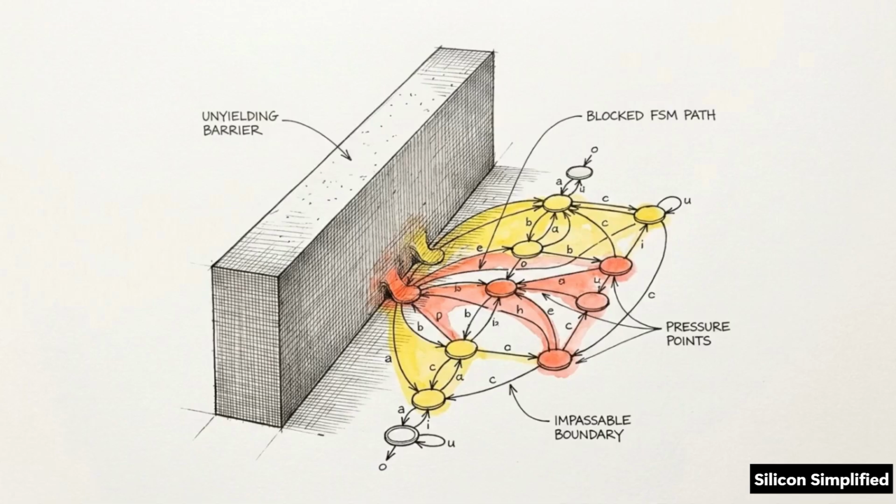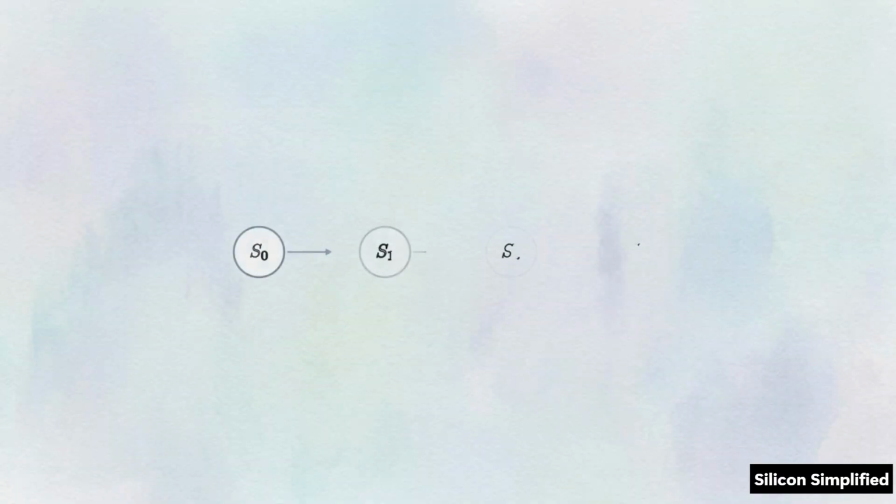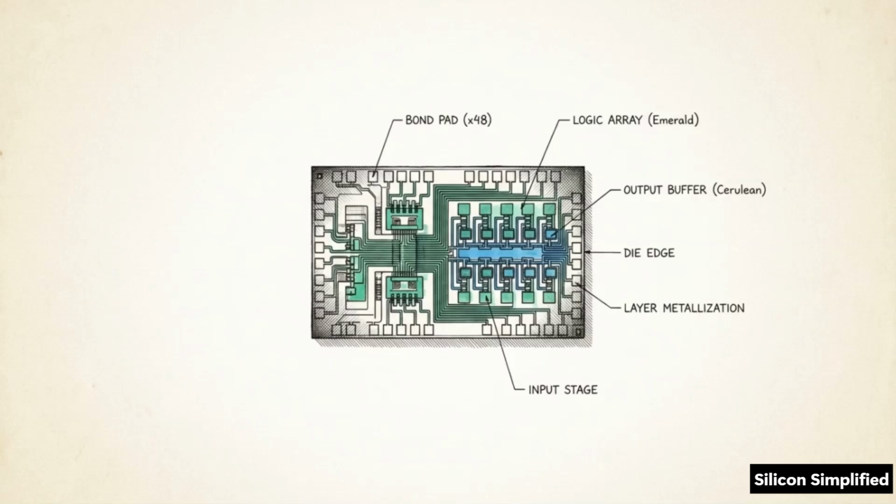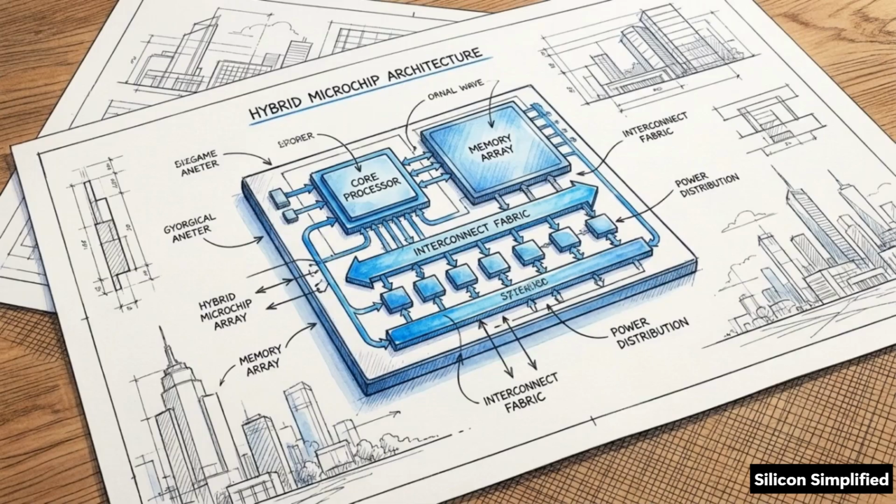Attempting to solve this with a standard finite state machine means hitting a hard mathematical wall. To count an unbounded variable n using only static state transitions, the state machine would theoretically require an infinite number of hardware states. You cannot print infinite states onto a finite die. Solving dynamic sequence detection requires engineers to abandon static pattern matching and invent a new hybrid architecture.